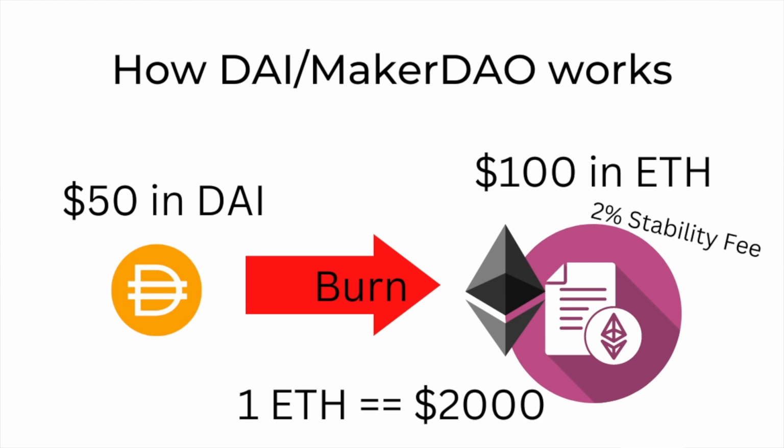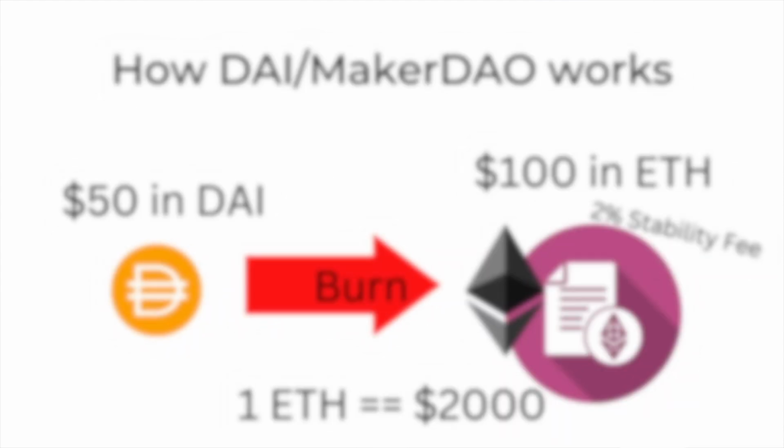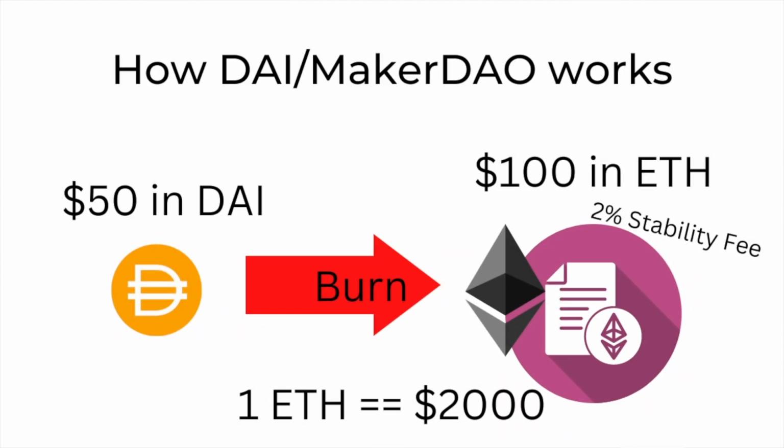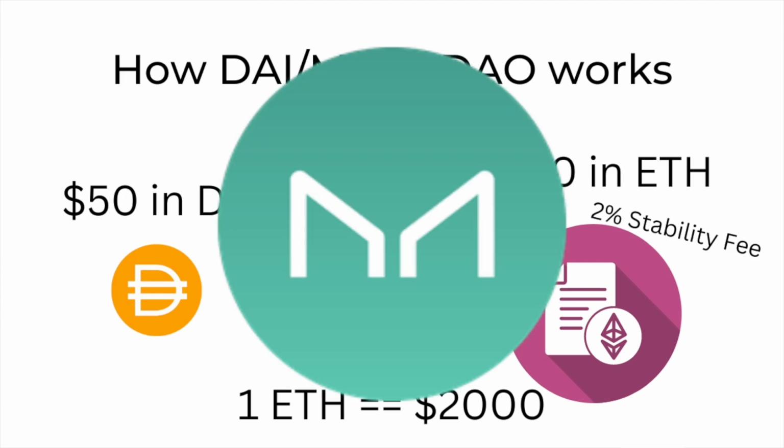If you can't pay your stability fees or the price of ETH tanks, and now the value of our collateral is less than the value of the DAI that we minted, people can liquidate us, which means they can take our collateral. The protocol always needs to have more collateral than minted DAI. So this is sort of your punishment for not keeping the collateral up, and a way to save the system from becoming under collateralized. And then there's also a Maker token that's used to vote for stuff.